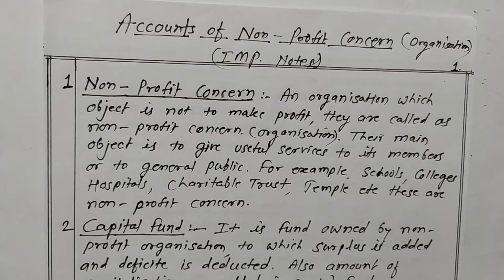First we have to see what a non-profit concern or non-profit organization is. Non-profit concerns are those whose object is not to make a profit. The main object of such a concern is to give useful services to its members or to the general public. For example, schools, colleges, hospitals, and charitable trusts such as Shri Shirdi Sai Sansthan, Balaji Temple, Siddhivinayak Ganpati Trust, etc. These are non-profit concerns.